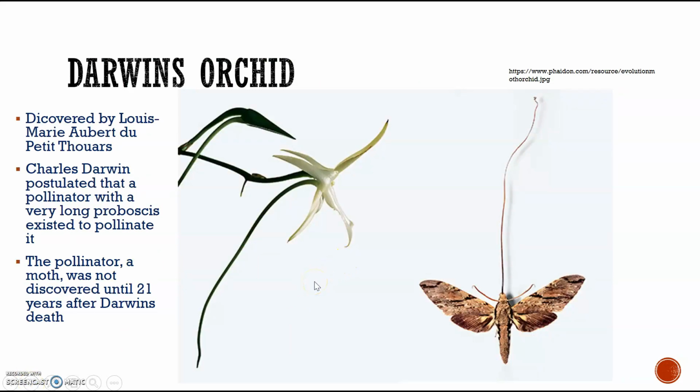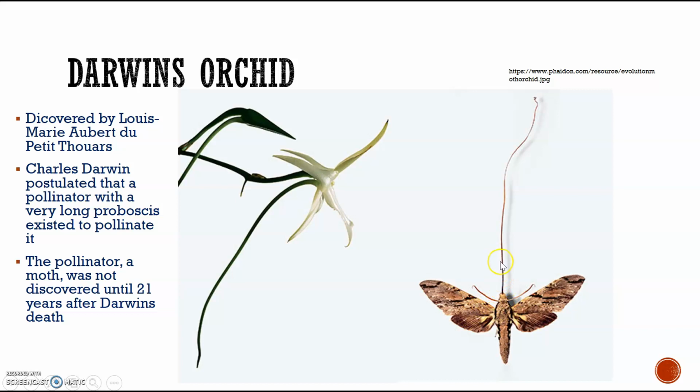We've got Darwin's orchid. It was discovered by this guy named Louis Marie Aubert du Petit Thouars. It's a great name. When Charles Darwin saw this, he postulated, because he looked at this flower and realized this is what they call a nectary. So the only place where nectar is produced in this flower is down at the very end of this long tube. And so he said there must be a pollinator with a really long proboscis that can get down there and sip that nectar. The actual pollinator for this plant wasn't discovered in Madagascar until 21 years after Darwin died.